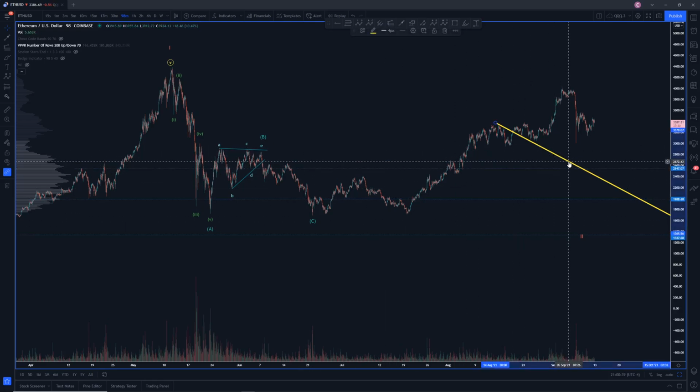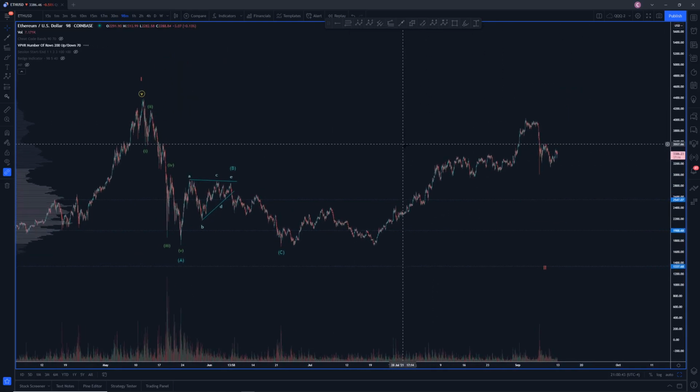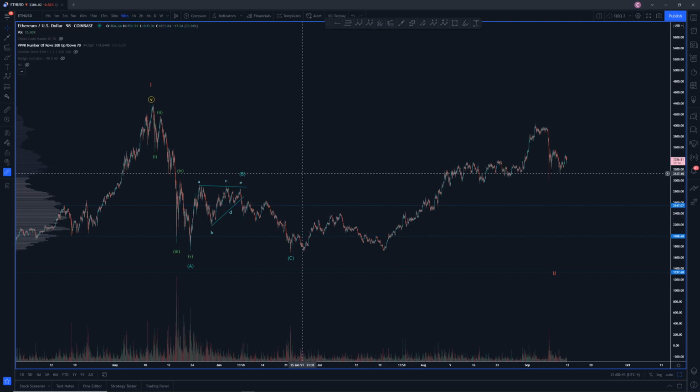So where does that actually leave us? I'm going to delete this arrow into here, and let's just take a couple different thoughts into this. Now, the first thought here is that the ABC downwards could actually be the whole correction. I told you from our peak up here, we're looking for an ABC, and so what if this actually was just the end of our correction?